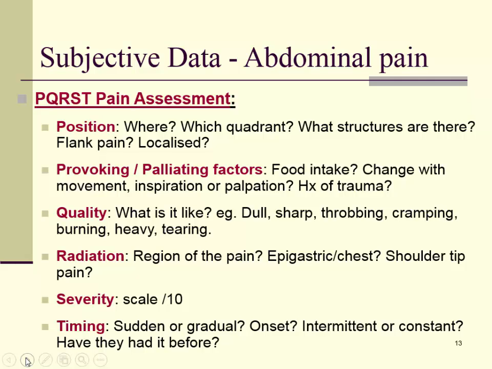So what we're looking for and asking our patient is, under the subjective data, remember subjective data is what the patient can actually tell us. So we're asking about the position. We want to know where they are feeling the pain. Which quadrant are they feeling the pain? And remembering in your mind what is located in that particular area or quadrant. What structures are there? Do they have any flank pain?